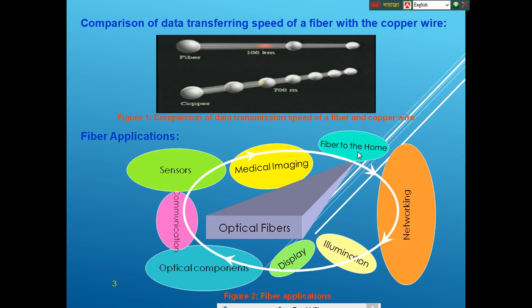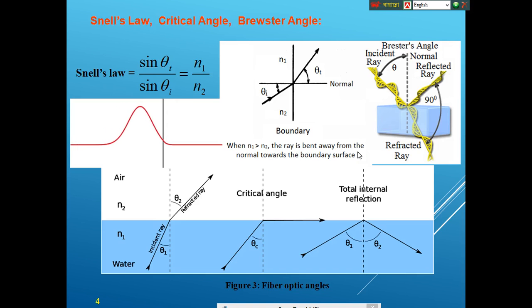Here we can see the comparison of data transferring speed of an optical fiber with a copper wire. The applications of fiber are sensor, medical imaging, fiber to the home, networking, communication, optical components, display and illumination. Here we can see Snell's law, critical angle and Brewster angle.